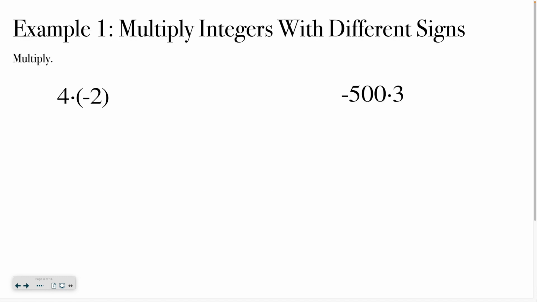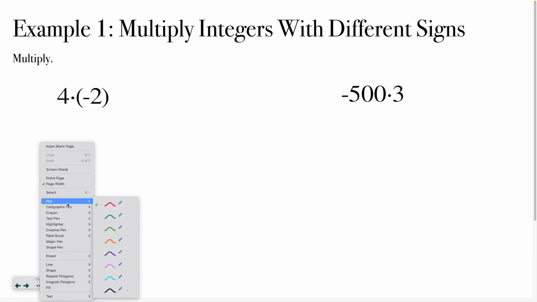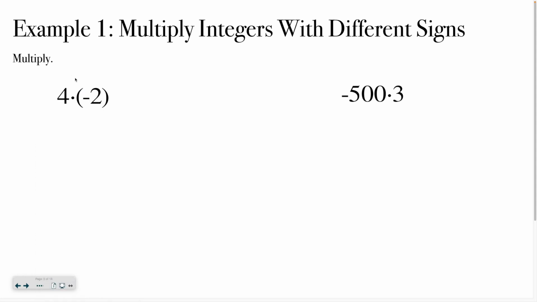So let's jump into example 1, which is multiplying integers with different signs. So exactly what that last slide was talking about, one positive, one negative. So if we start with this very first problem here, I have 4 times negative 2. Sometimes students are unfamiliar with that symbol. It kind of looks like a decimal that's raised up into the air, but a little bit bigger than a decimal. That's a way of writing multiplication.